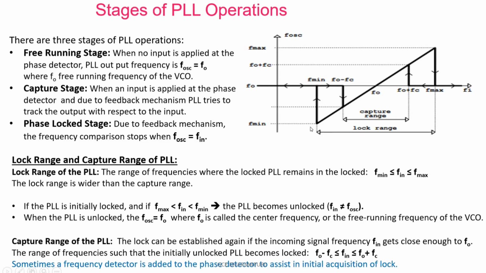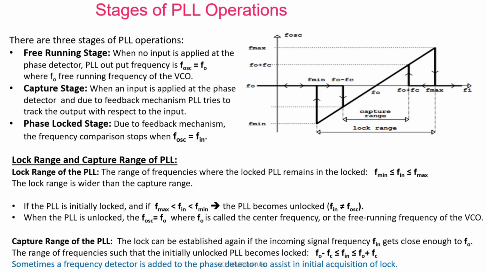If the PLL is initially locked and if F max is less than Fin, or Fin is less than F minimum, the PLL becomes unlocked, whereas Fin is not equal to FOC. When the PLL is unlocked, the FOC is equal to F0, where F0 is called center frequency or free running frequency of VCO.